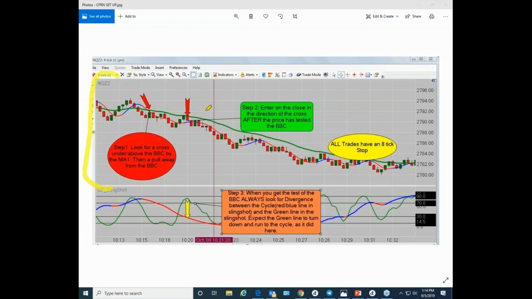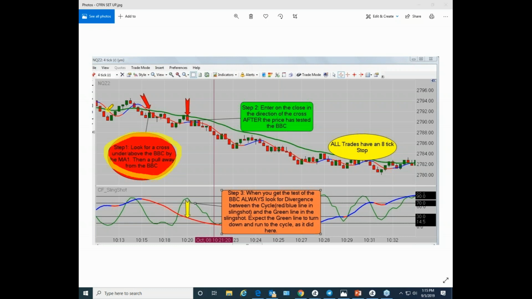So a few buzzwords here. Number one, this red and blue line is referred to as the MA1. Nothing fancy about it, it's just MA1. The green line is referred to as the BBC. That is short for bullish and bearish cross. Together they make up step number 1, which is this.